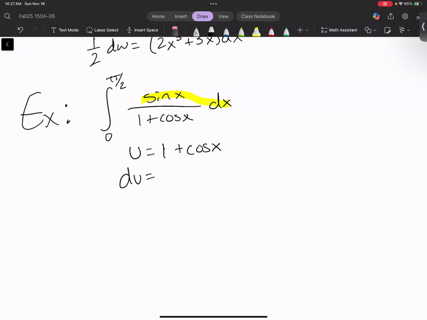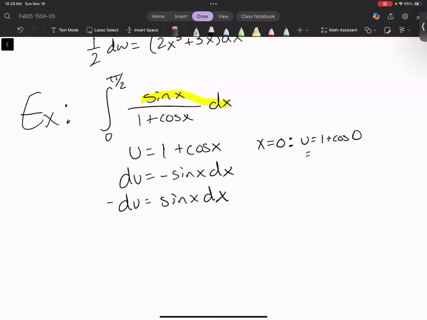So we can do du, derivative of cosine x, negative sine x dx, and then we can slide the negative to the other side. Awesome. Let's get our bounds as well. So when x equals 0, u equals 1 plus cosine of 0, so that's 2. Okay, and then x equals pi over 2, u equals 1 plus cosine pi over 2. Cosine pi over 2 is 0, so this is 1. Okay, so my integral is 2 to 1, and then it's going to be 1 over u times negative du.